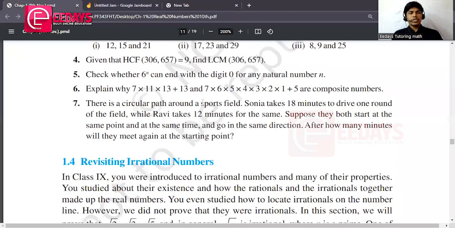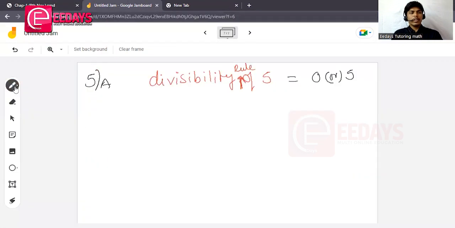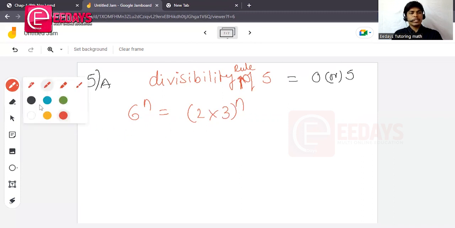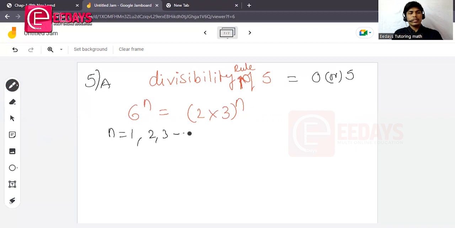All right. So here, 6 power n. How can you write 6 power n in prime factors? 2 into 3 power n. If you take some random values of n equal to 1, 2, 3, and so on, and substitute carefully, you'll get 6 power 1, 6 square, 6 cube, 6 power 4.